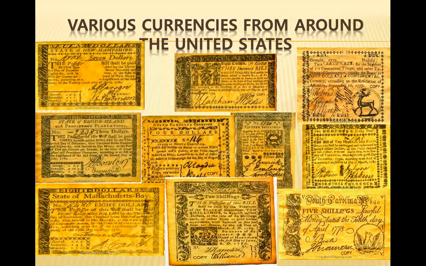Say I'm a salesman going from state to state peddling my wares. Maybe I make horse bridles. And I travel up and down the East Coast selling horse bridles. I would have to exchange my currency in each and every single state that I went to. Could you see how this would be a problem?